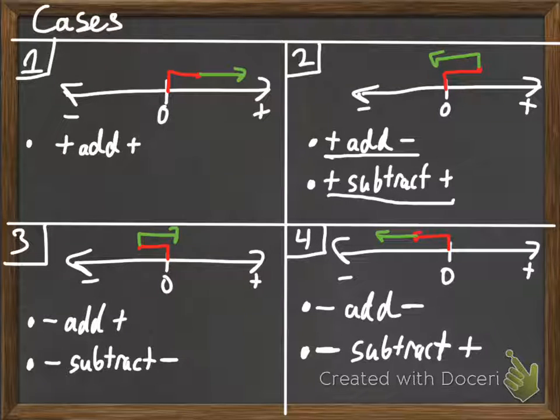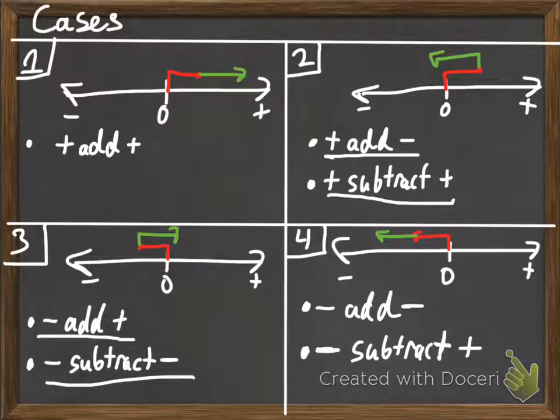Case 3. We have a small number, a negative number, and it gets bigger. It either becomes a bigger negative or it becomes a positive number. This happens whenever we have a negative and we add a positive, or we have a negative and we subtract a negative. Case 4, we have a negative and we're going to add a negative, and that makes it go from being a negative to more negative, or we have a negative and we subtract a positive. So those are the four cases that we're going to use.